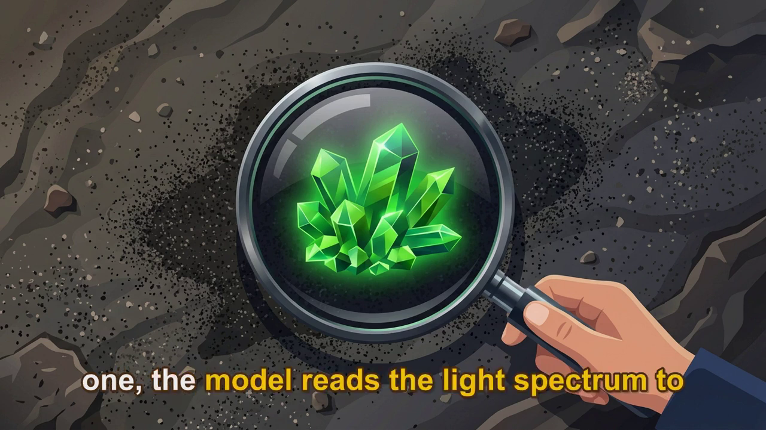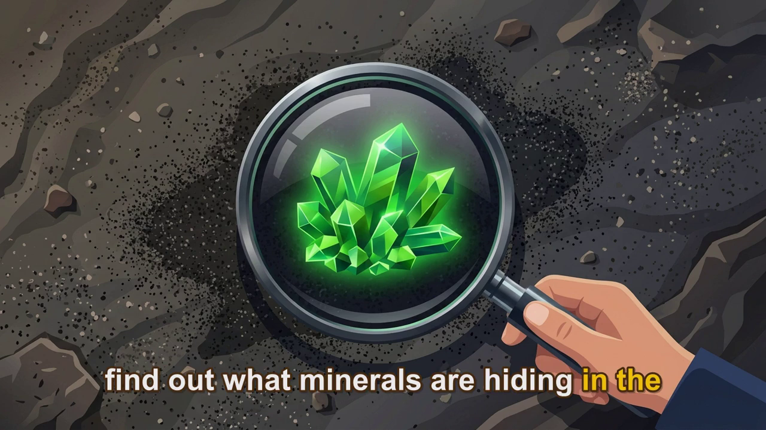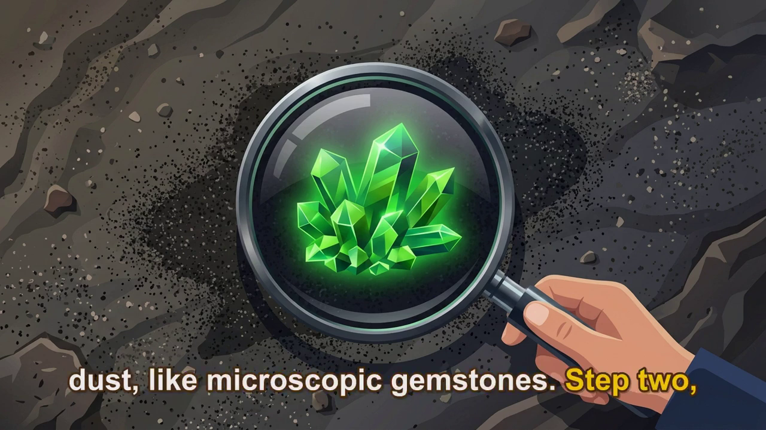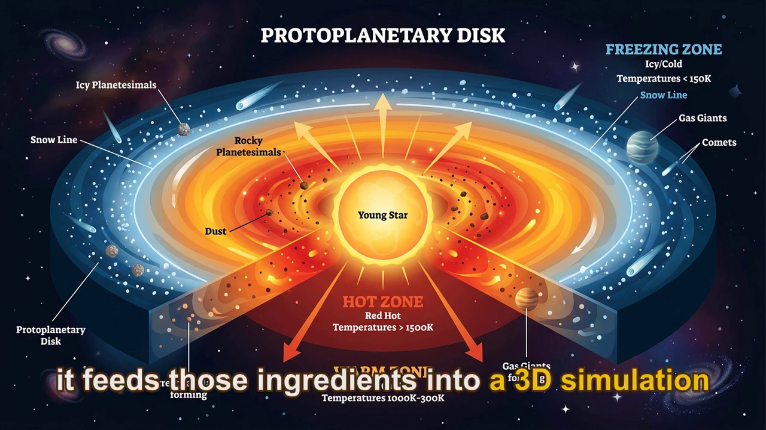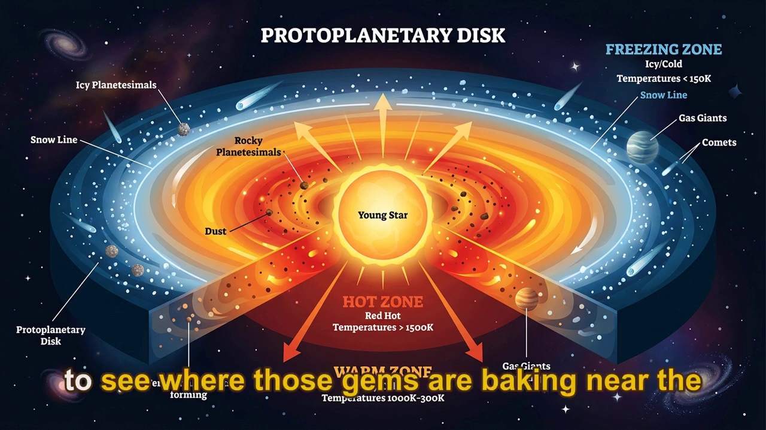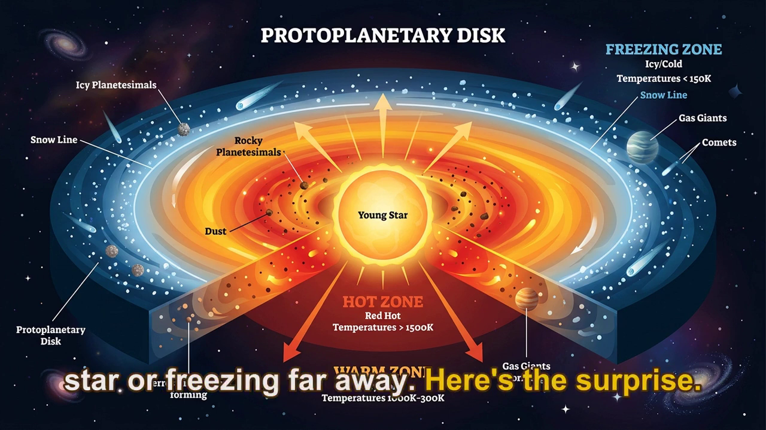Step 1. The model reads the light spectrum to find out what minerals are hiding in the dust, like microscopic gemstones. Step 2. It feeds those ingredients into a 3D simulation to see where those gems are baking near the star, or freezing far away.